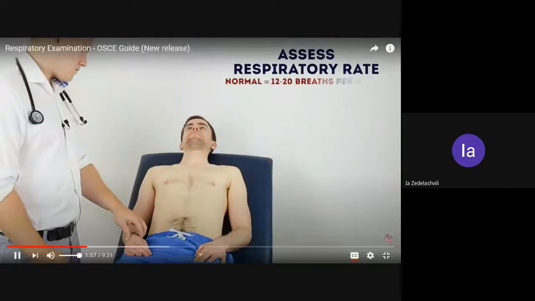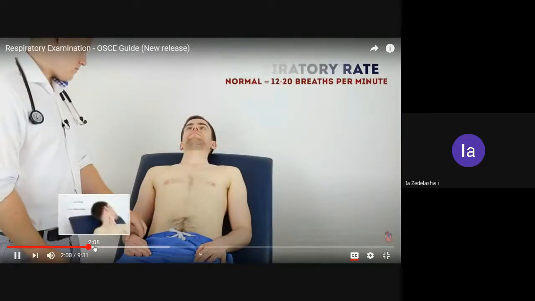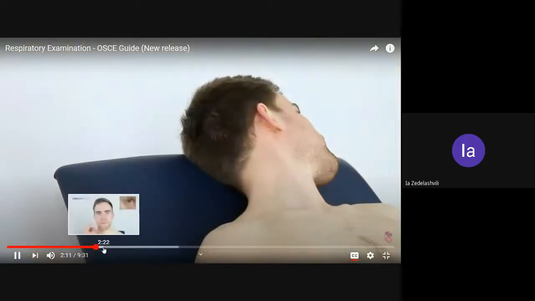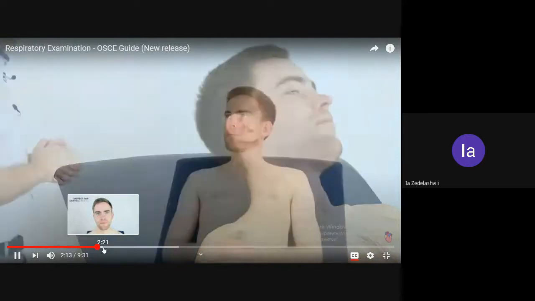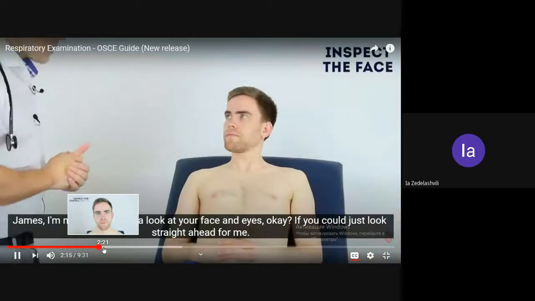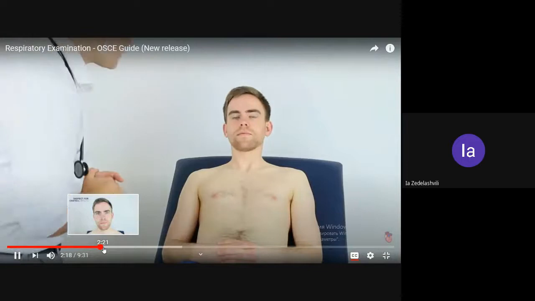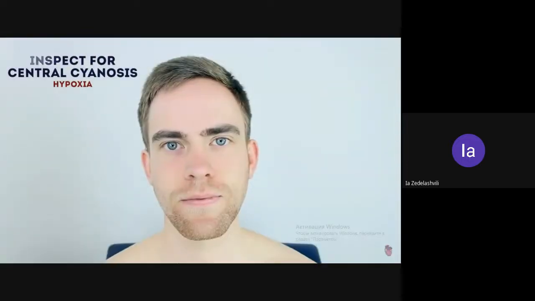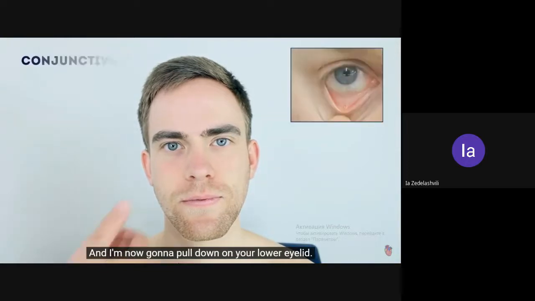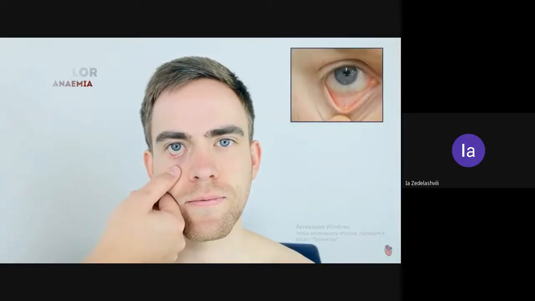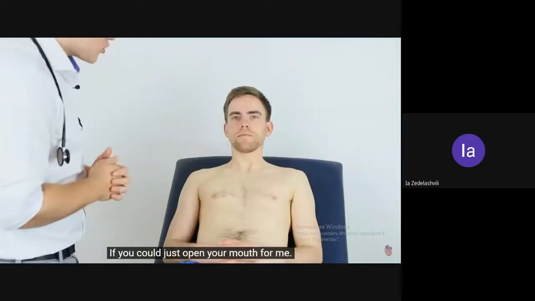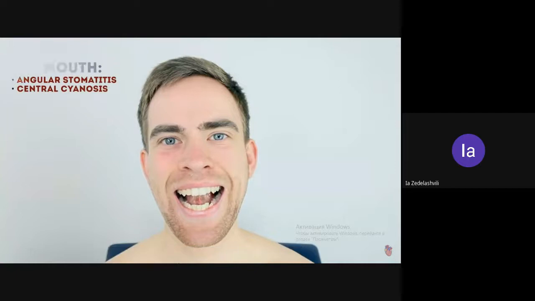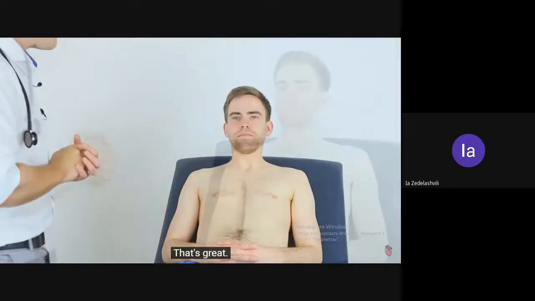You remember about the pulses, but we do not need these pulses here. As well, we do not need this angle. It will be checked in the cardiovascular system. I'm now going to pull down on your lower eyelid. Eyelid for anemia or decreasing or changing. Mouth, of course, if we have any problem like bacteria here.